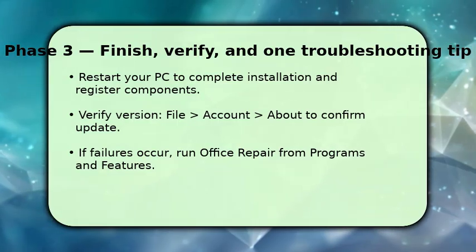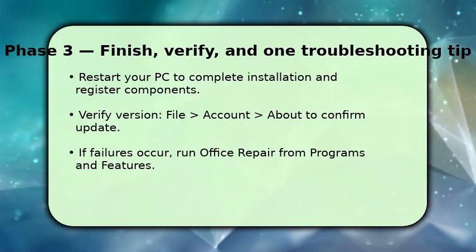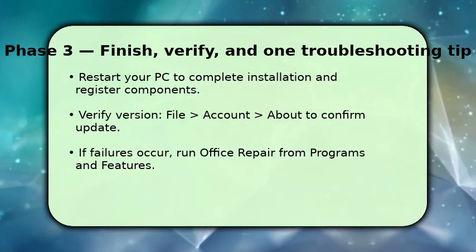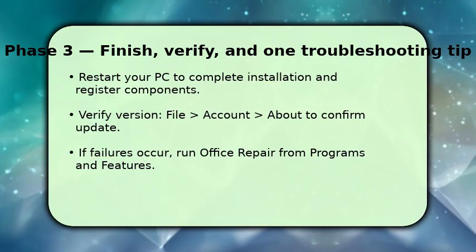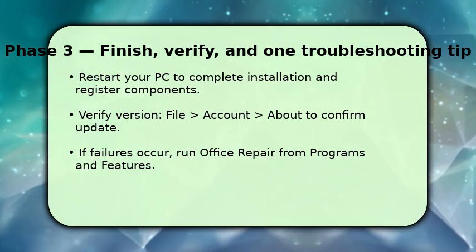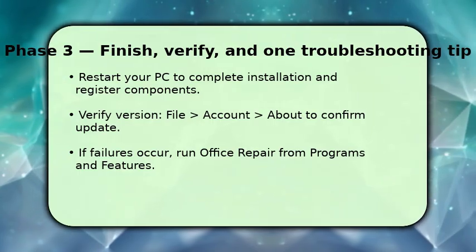If Office still shows an older build or errors occur, run Programs and Features, choose Microsoft Office, and select Change. Quick Repair, then Online Repair if needed. One key tip: run Online Repair only when you have a stable internet connection, because it re-downloads the suite.